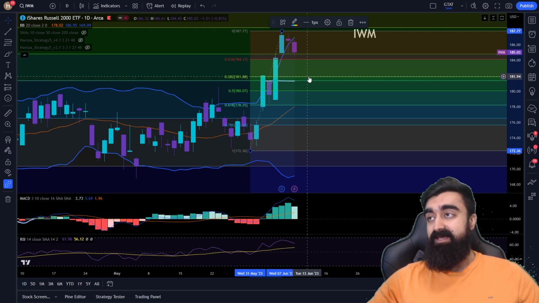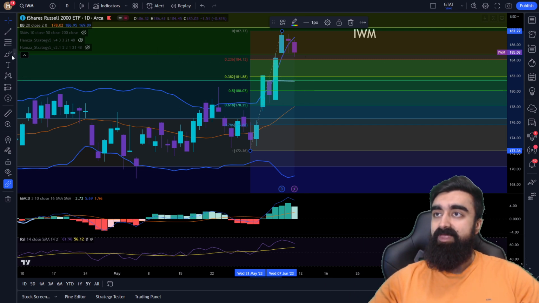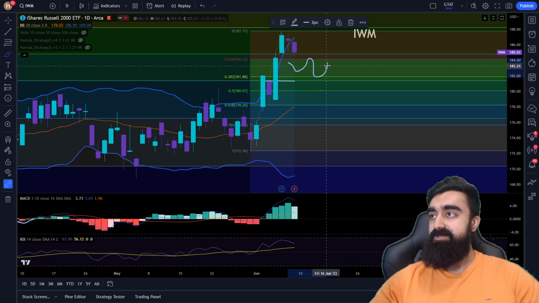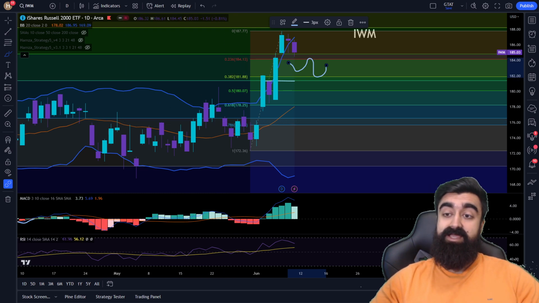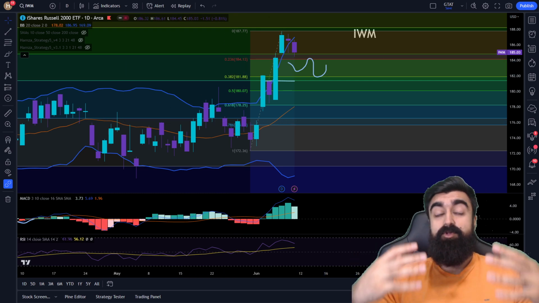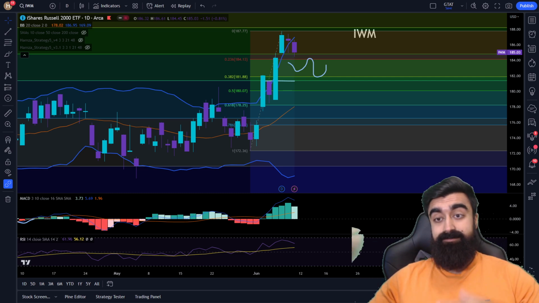And there's also a high likelihood that we should break between and test somewhere in this zone between the 23.6 and the 38.2. That's my assessment on the IWM. But now to get a full assessment on where the SPY is going to go, let's take a look at the VIX and the dollar.